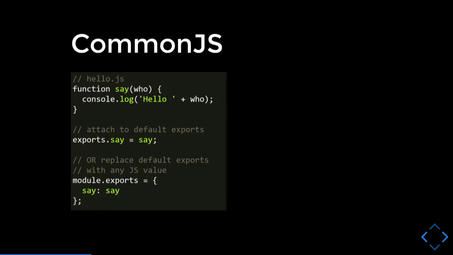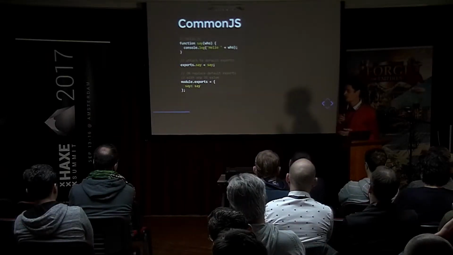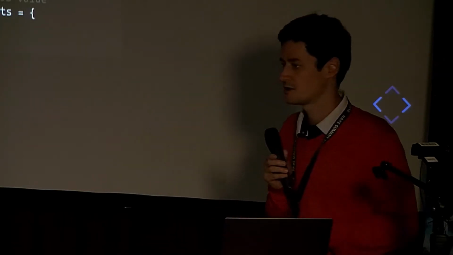The basic way is to attach to the default exports object, or you can completely replace the exports object with any arbitrary JavaScript value. You could say module.exports equals 2, or hello, or a string. Any value is valid. And to use that as a consumer, you call require.